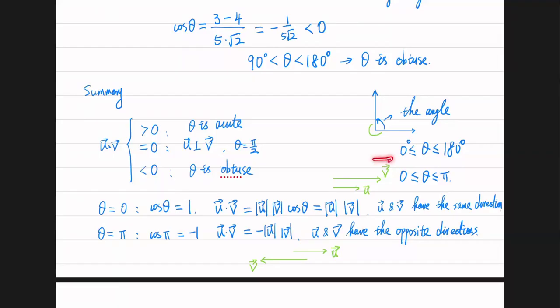Two vectors, if they have the same direction, the dot product is the product of the norms. If they have the opposite direction, the dot product is the opposite of the product.